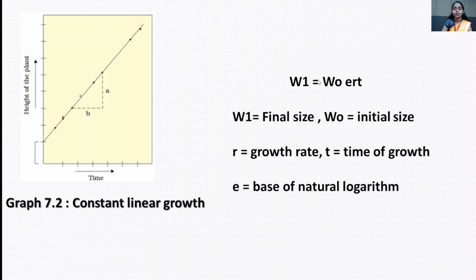You understand the mathematical equation W1 = W0 e^(rt) means W1 is final size, W0 is initial size, r is growth rate, t is time of growth, and e is the base of natural logarithm. This picture shows growth, the height of the plant against time. The graph is plotted. Moves to the next slide.